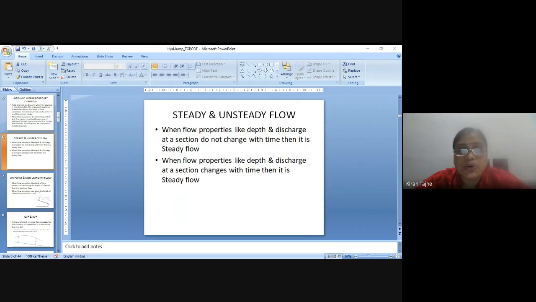So flood flows in rivers and rapidly varying surges in canals are some examples of unsteady flow. Unsteady means where depth or discharge changes with time. So flood flows in rivers are termed unsteady flow. Okay. Then next is the uniform and non-uniform flow.